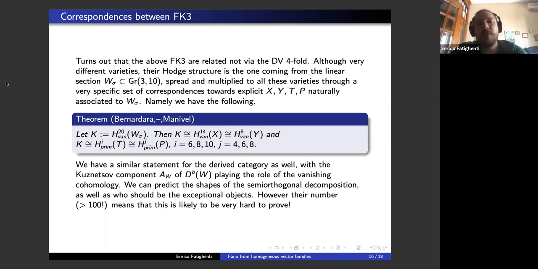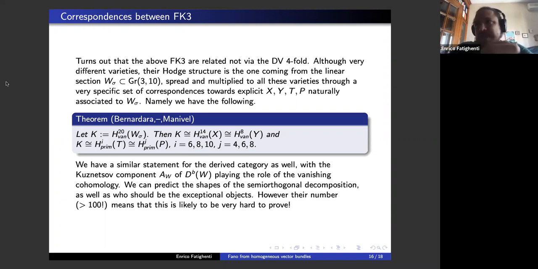Okay. So what happens is that basically their Hodge structure is a single one. So we have the single master Hodge structure, which is the one coming from the linear section of Grassmannian 3/10, which I've been talking about before. And what you do is you take this master Hodge structure, and you spread it and you multiply it to all these varieties through a very specific set of correspondences towards explicit X, Y, T, and P, which are naturally associated to W. So what you do is you start from W.